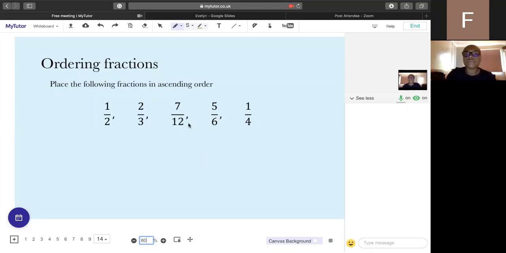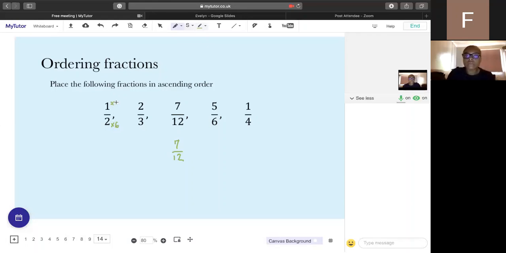So 7 over 12 is done for me already. So I'm just going to write this one down here. Now I want to change a half into something over 12. Now I know that I would need to multiply my denominator by 6 to get to 12, because 2 times 6 is 12, which means that whatever I do to my denominator, I have to do exactly the same to my numerator.